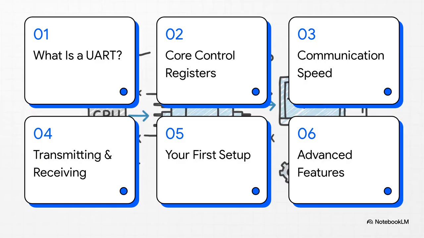So here's our game plan. We'll kick things off with what a UART can actually do. Then we'll jump into the key control registers you need to know. We'll figure out how to set the communication speed, see how data actually moves around, and then we get to the good stuff, a simple, practical checklist to get your first communication up and running. To wrap it all up, we'll take a quick peek at some of the more advanced features.